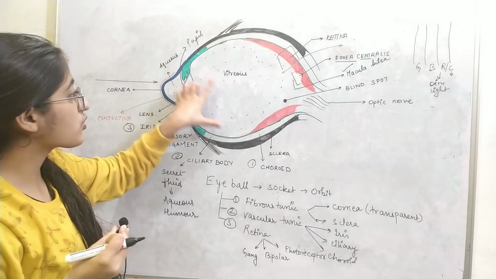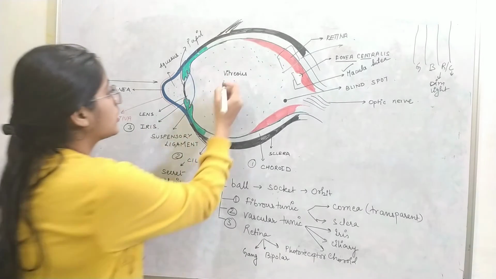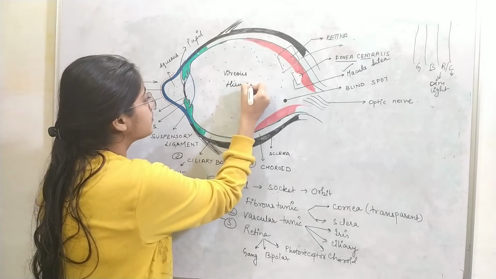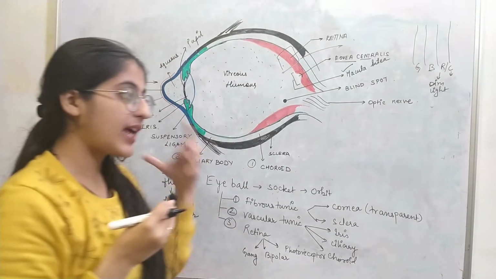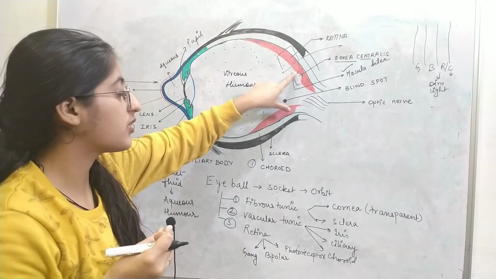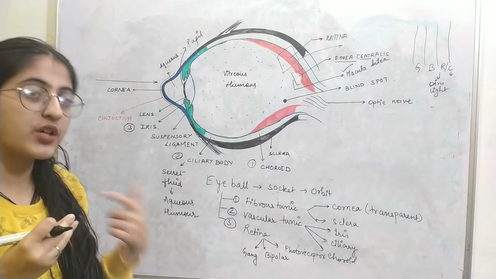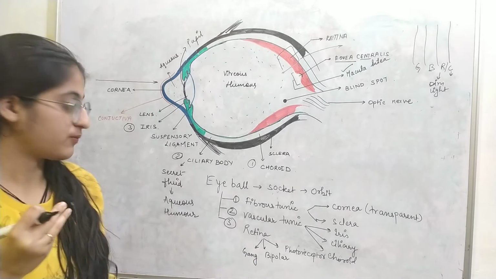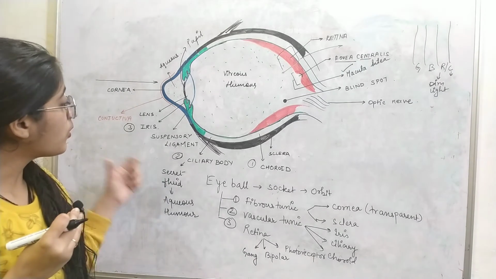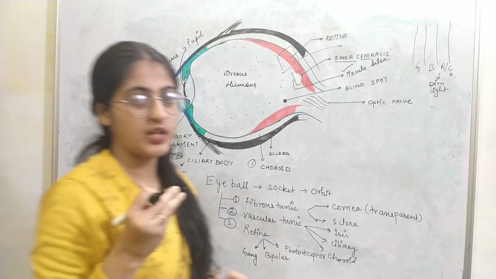Now this posterior chamber is filled with the vitreous humor. After this, the optic nerves are present that carry the signal of the image formed on the retina to the brain, where the brain commands how the body has to respond to that image. So this is mostly all about the anatomical structure of the eye.